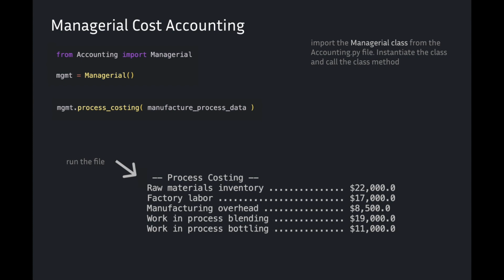This video is about process costing. In this example of process costing is of bottling manufacturing. We call our method and pass in the manufacturing process data. We get the process costing for bottling manufacturing. I will show you how to make this function method now.